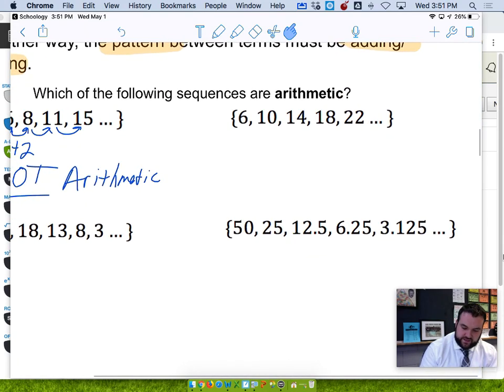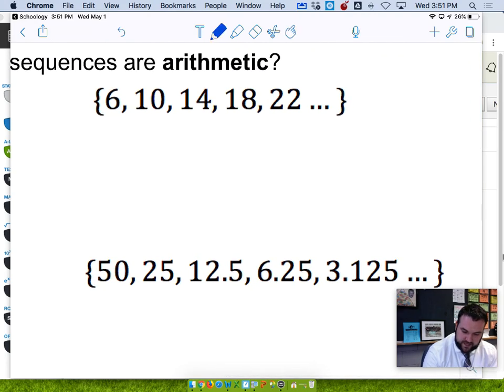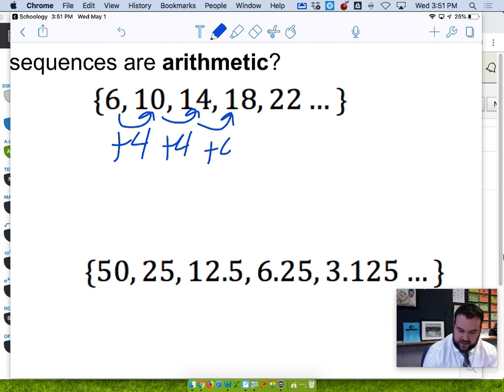This next one, 6, 10, 14, 18, 22. 6 to 10, that's adding by 4. 10 to 14 is adding by 4. 14 to 18 is adding by 4. And sure enough, we see that this is consistent. This is adding the same amount every time.